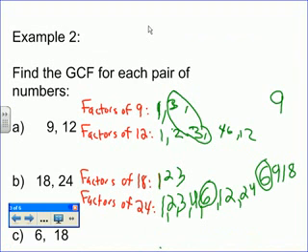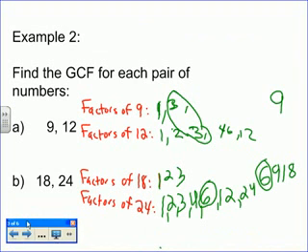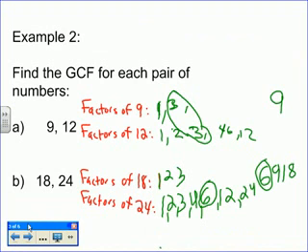Okay, guys, let me have you back here. So, we listed the factors of 9, factors of 12. The biggest one in common between the two lists is 3. We got factors of 18, factors of 24. The biggest one in common between the two lists is 6.